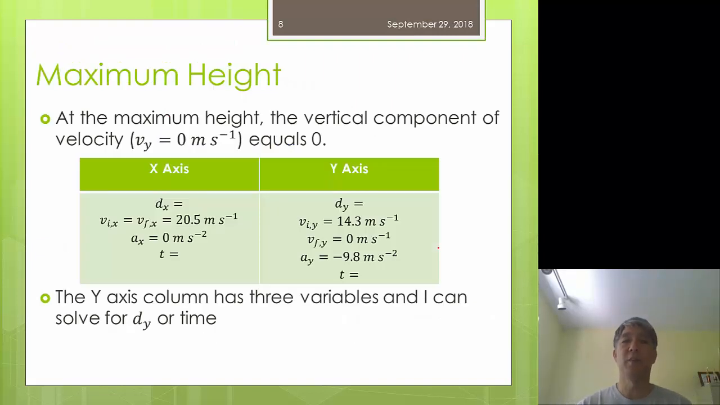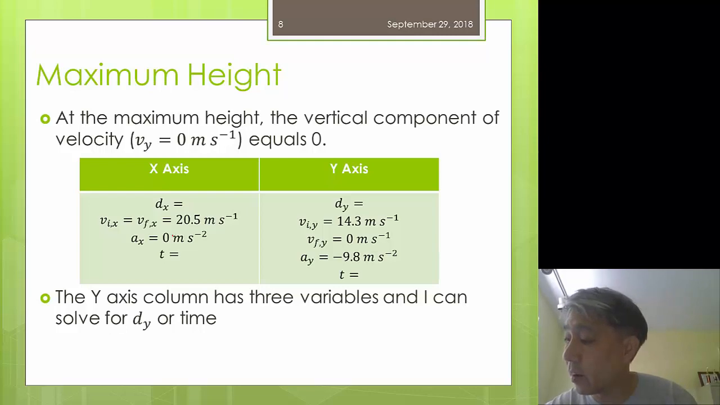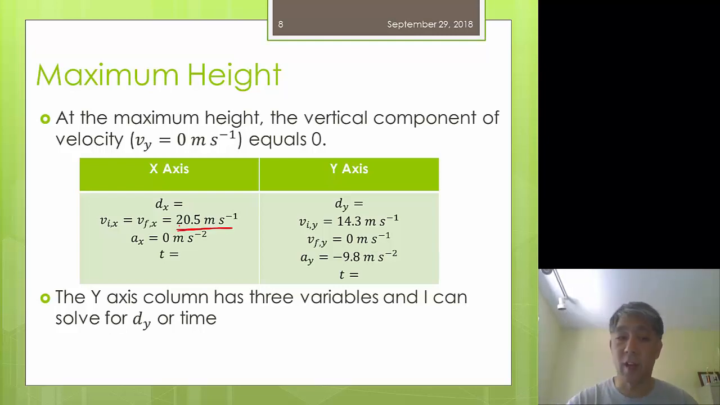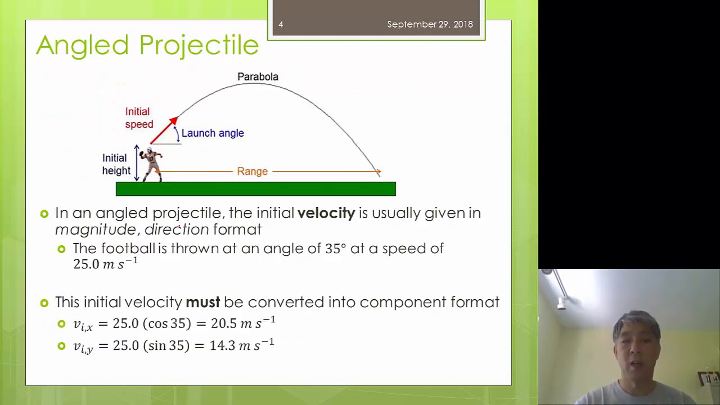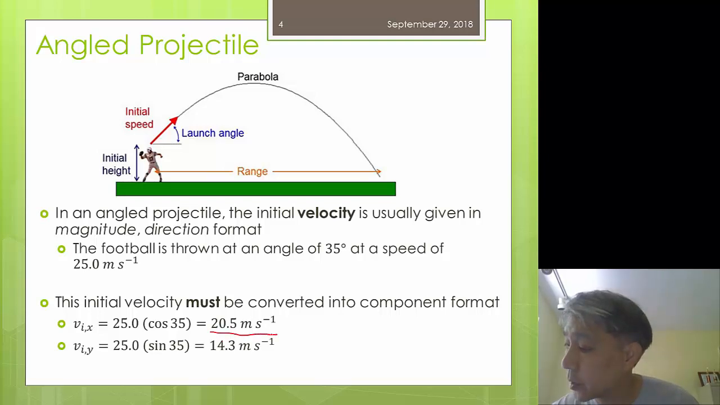So here's my table filled out for my sample problem. On the x-axis, I know what my initial velocity was. My initial velocity is given here, 20.5 meters per second. That's the same velocity we had back here. There's my 20.5 meters per second.